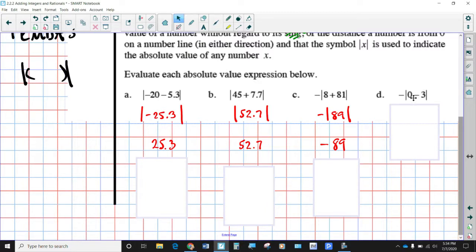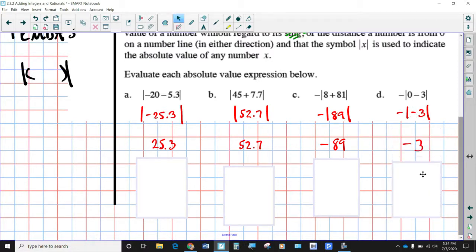And then here, what do you get when you start at 0 and go 3 units to the left? You get -3. So we have to take the opposite of the absolute value of -3. What is the absolute value of -3? It's 3, so we have to take the opposite of 3, and that gives us -3 for an answer.